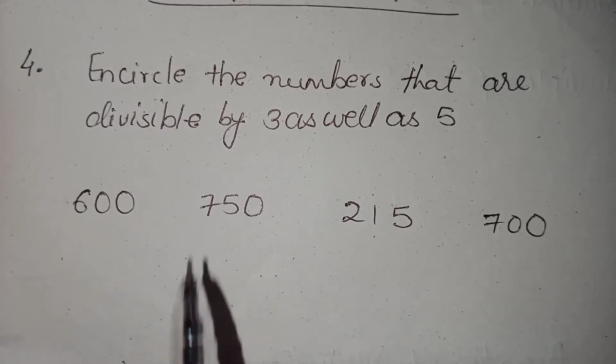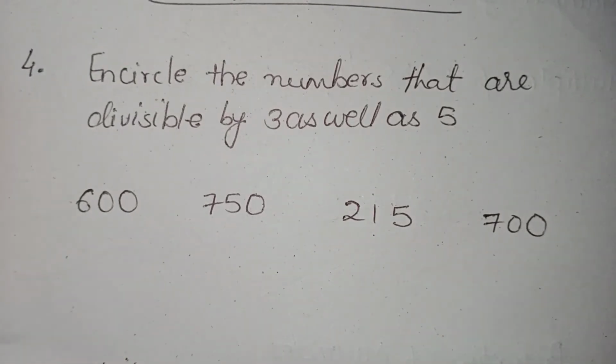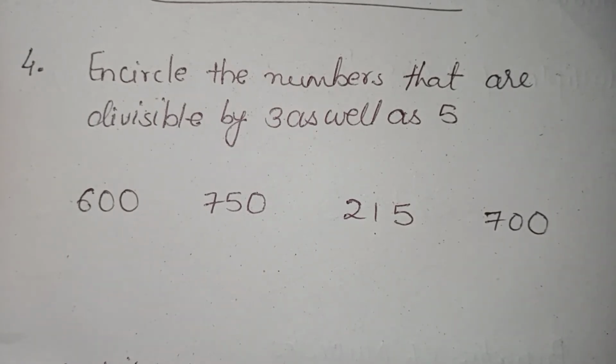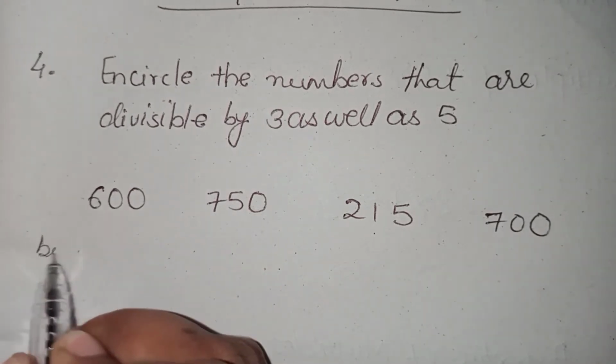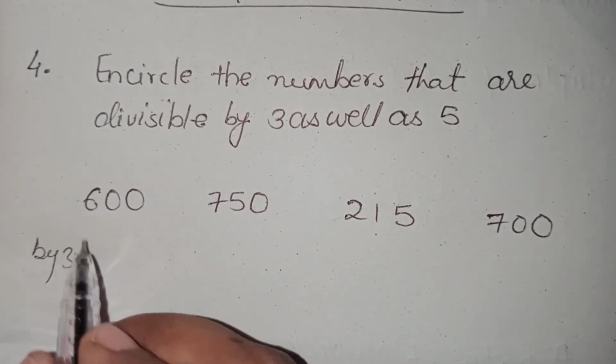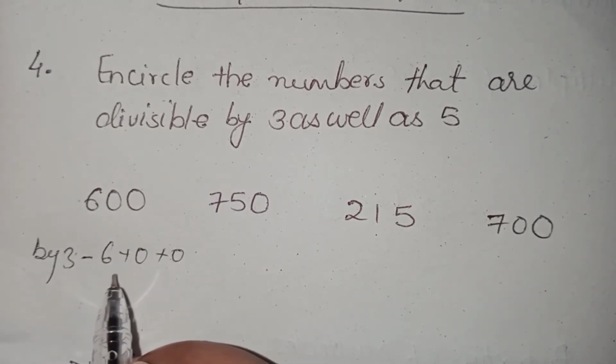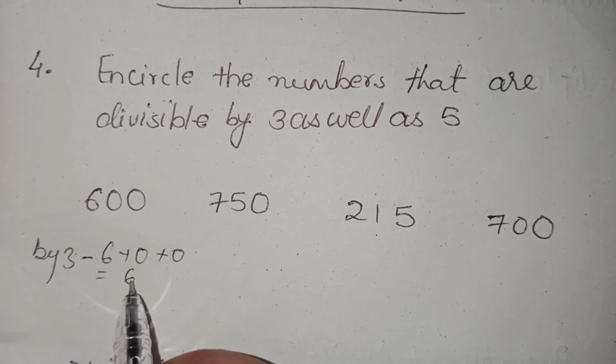Okay, now let's circle those numbers which are divisible by 5 and 3. Okay, should be divisible by both 3 as well as by 5. So I said you already there were 8 questions. I will check for the 4 questions. 4 questions you will do as homework. So let's begin with the 600. So first we'll check divisibility by 3. Okay, so by 3. So for 3, what you have to do? We have to add 6 plus 0 plus 0. So what is the sum? Is 6. So 6 is divisible by 3.